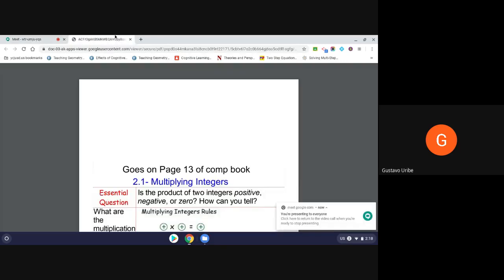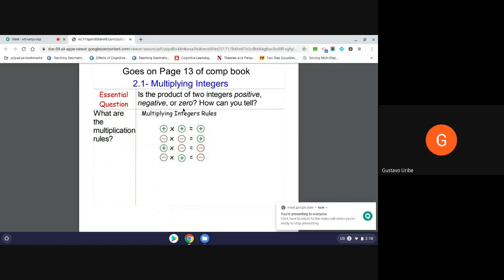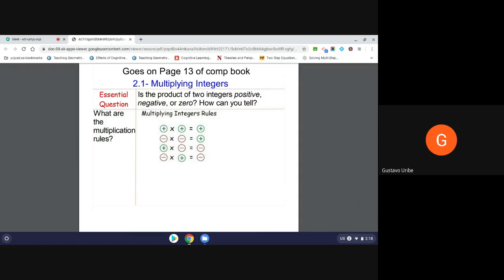For today's lesson, we are starting chapter 2, which is multiplying integers. The essential question is: is the product of two integers positive, negative, or 0? How can you tell? First, we're going to go over your multiplication rules.